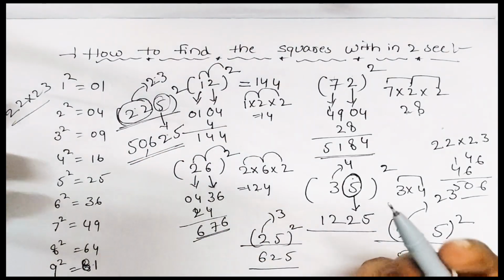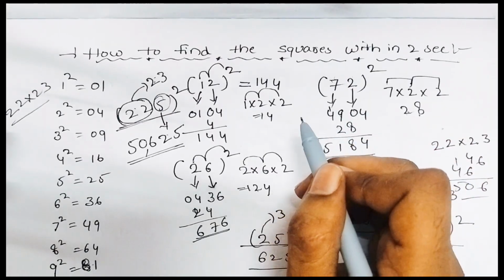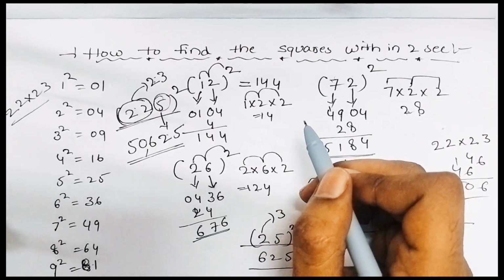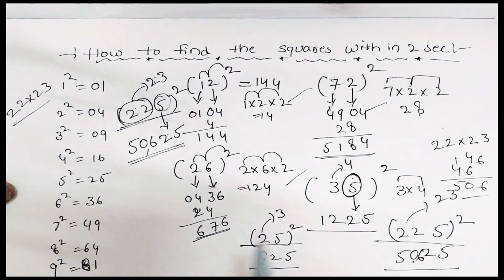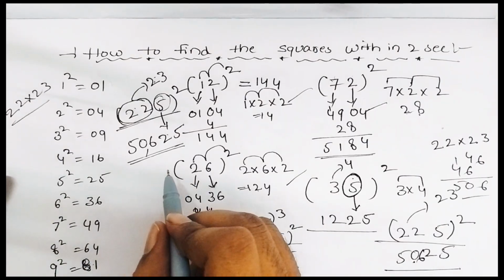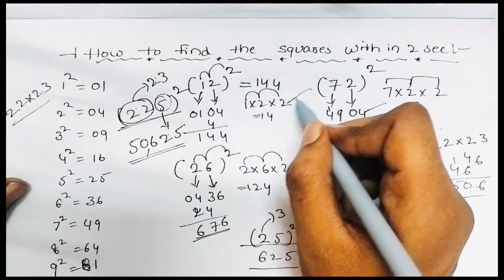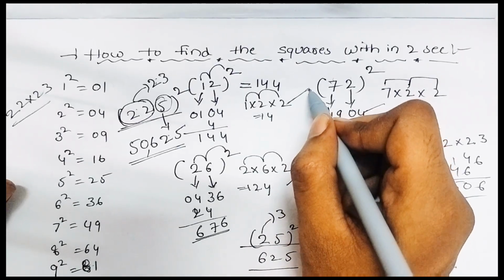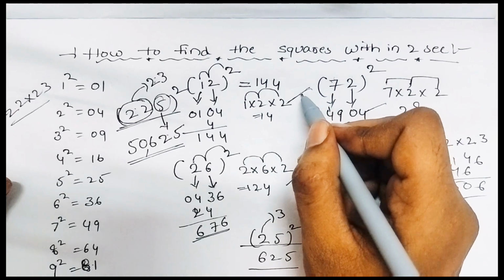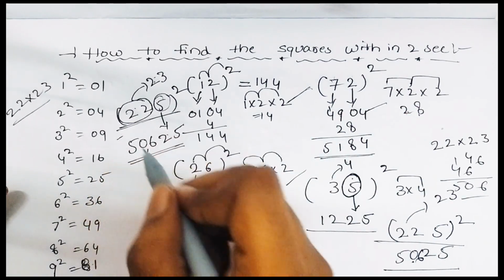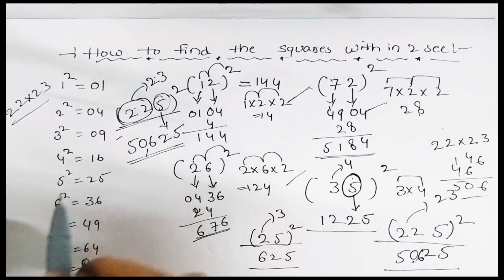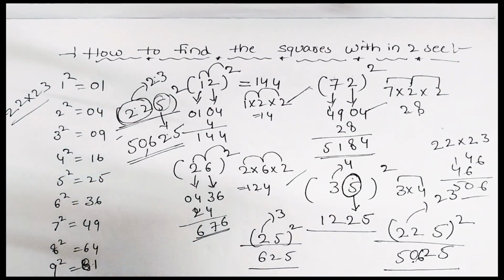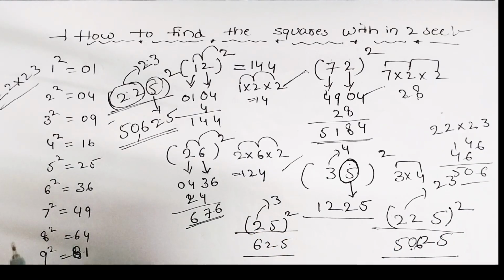If you have any digit in the ones place except 5, we follow the earlier trick. If you have 5 in the ones place, we can follow that trick also, but it takes some time compared to this trick. So if you have 5 in the ones place, you should follow this trick and you save time in competitive examinations.